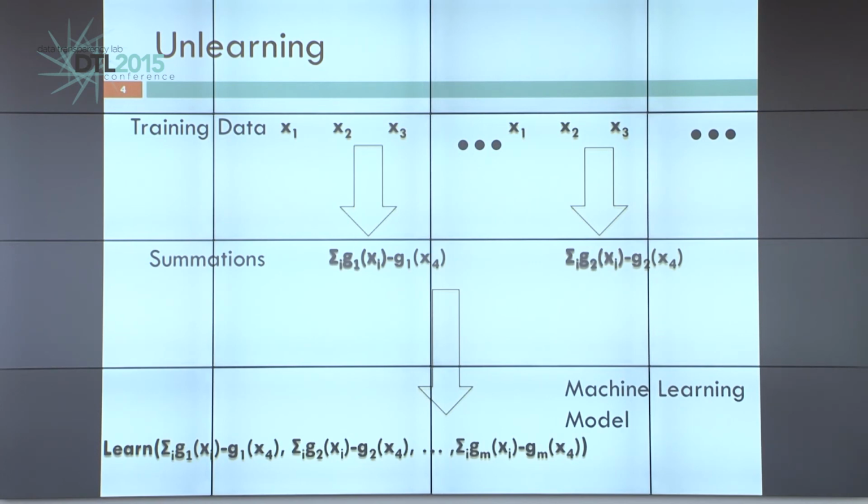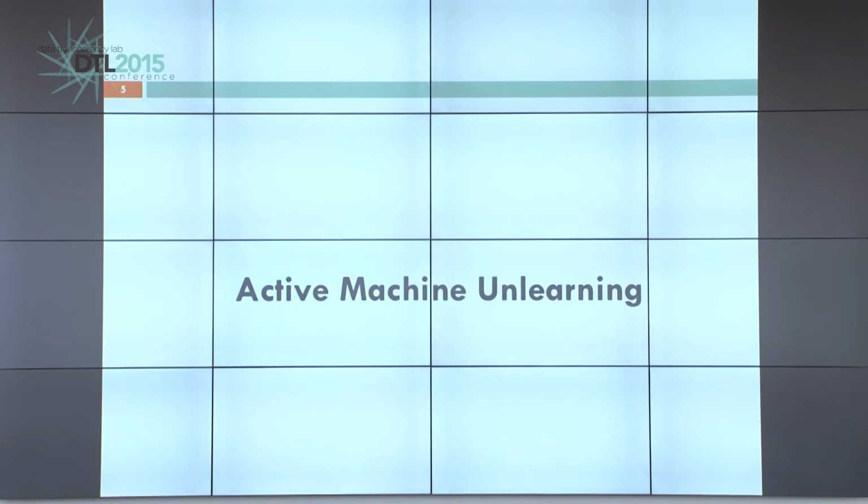So we have answered the first question: how do we unlearn? The second question is, what do we unlearn? We have data, and some of it may be injected by an attacker, so how do we find out which data to unlearn?